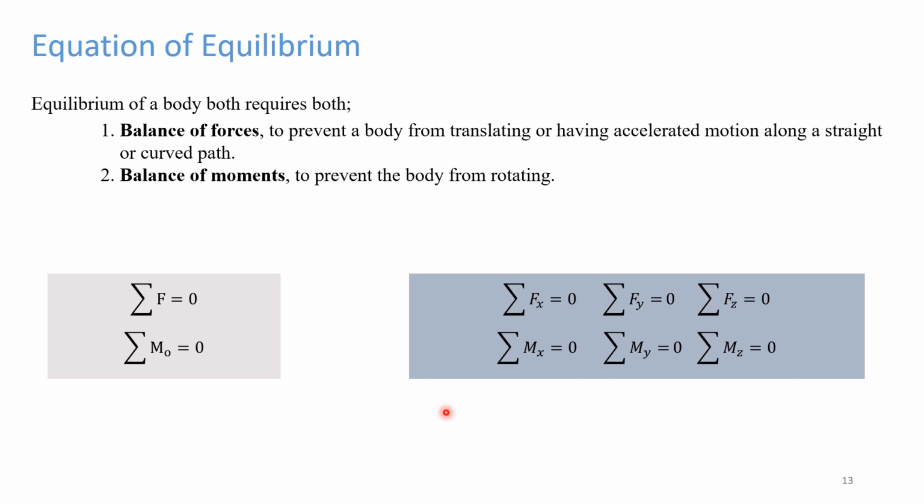So first we have to check whether our forces are balanced, and after that we have to check whether our moments are balanced. Why should we do the moment balance? Because if the body is in equilibrium, it should not rotate, either about its own axis or about some outside axis. So these are the two equations.